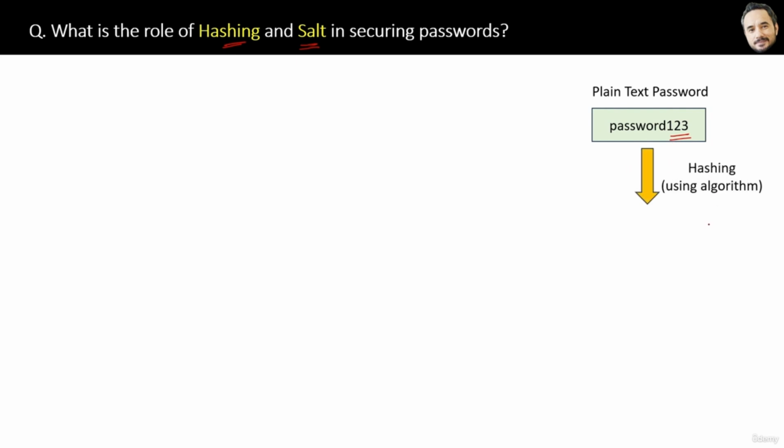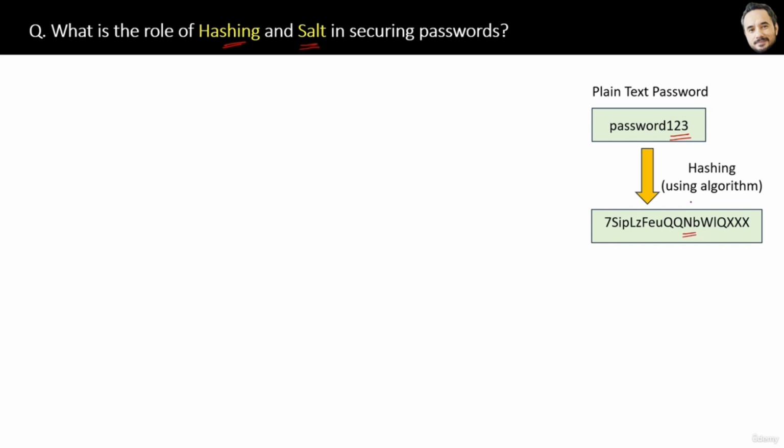What is the role of hashing and salt in securing passwords? A very interesting concept. The goal of the hashing and salt concept is to secure the password or confidential information. For example, we have a password like this. Now, hashing will be used to encrypt or encode this password using some algorithm. For example, SHA-256 is the name of the algorithm. As a result, one encrypted password will be created like this.